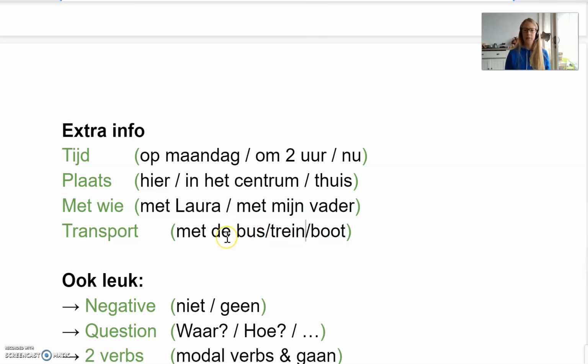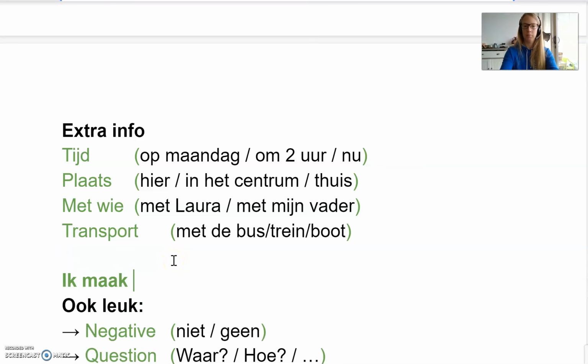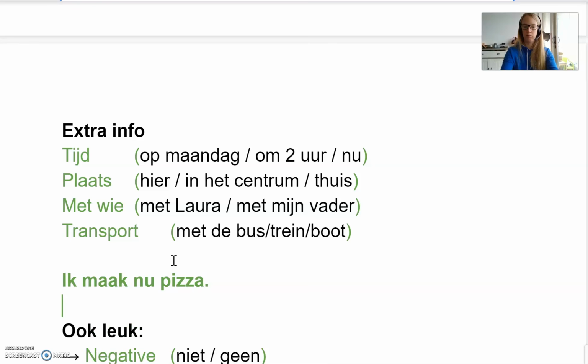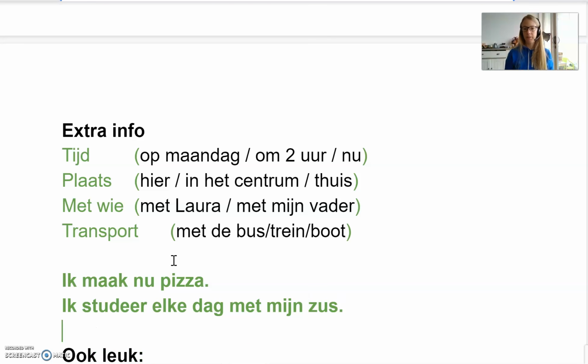Alright, so now we can make sentences that are already a bit longer. Let me give you an example of that. Let me see. Ik maak nu pizza. Ik studeer elke dag met mijn zus. I study every day with my sister. You can make many different sentences already if you know these words.